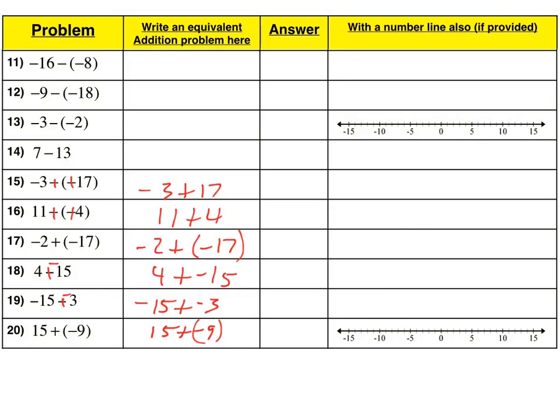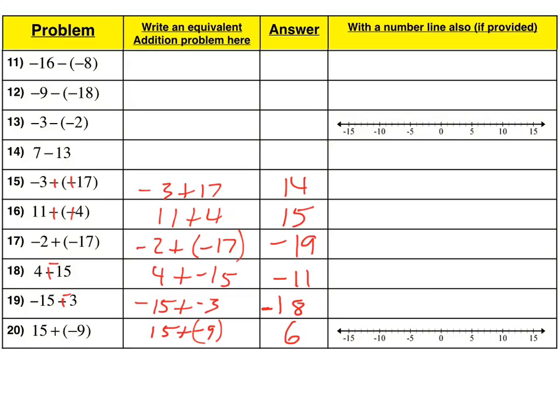Now to the answers. In number 15, we have 14 more positives than negatives. In number 16, we have 15 more positives than negatives. In number 17, we have 19 more negatives than positives. In number 18, we have 11 more negatives than positives. In number 19, we have 18 more negatives than positives. And in number 20, we have 6 more positives than negatives.